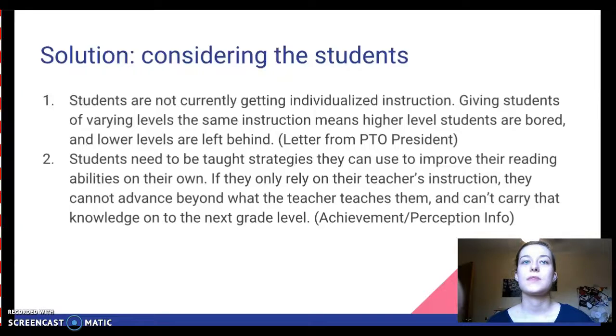And then they need to be taught the strategies to improve their reading skills on their own. So if they only rely on their teacher's instruction, they can only do exactly what the teacher teaches them. For example, if they learn to spell certain words, they can spell those words, but maybe they won't know how to sound out a word or figure out how a word might be spelled on their own. So they need that flexible kind of knowledge so that they are able to progress to the next grade levels.